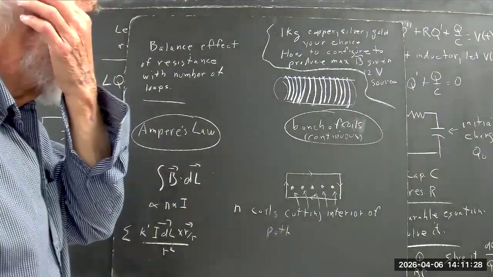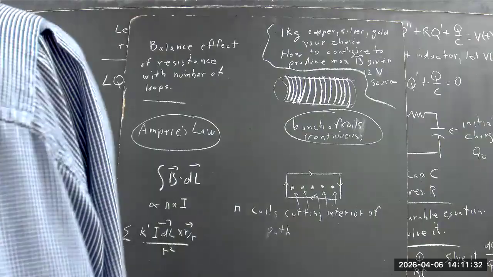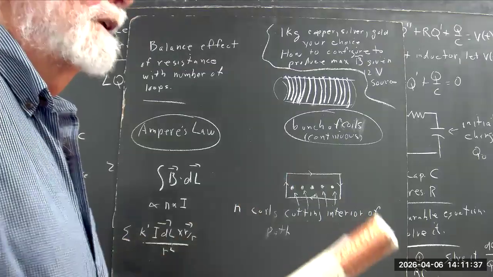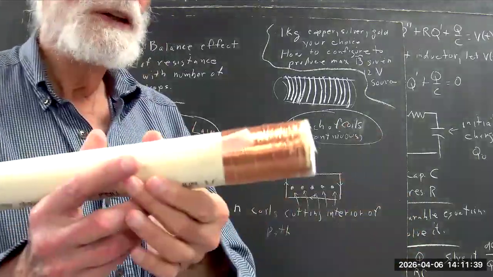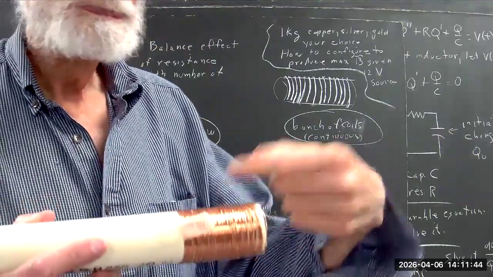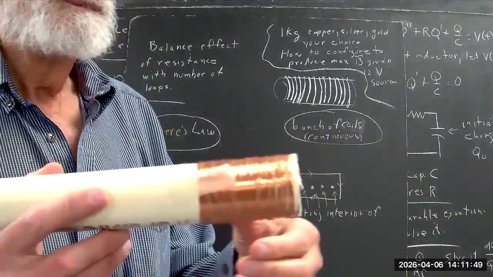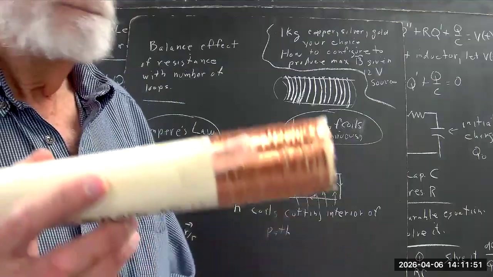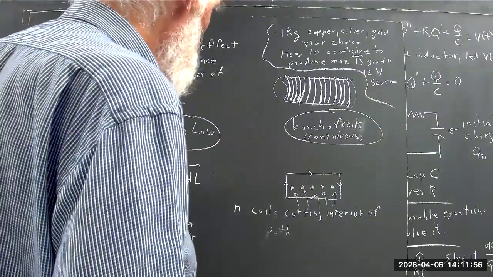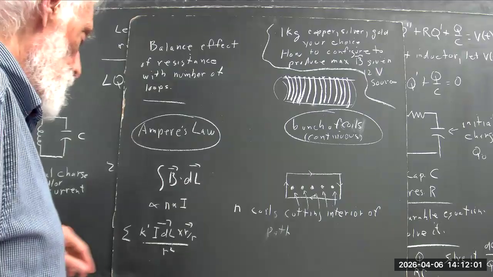Now I move that to a bunch of coils, a continuous bunch of coils. I have one right here in my left hand. This is just a roll of magnet wire looped around this piece of 1.5 PVC. So we've got a bunch of loops there. Is that a good way to produce a maximal magnetic field?